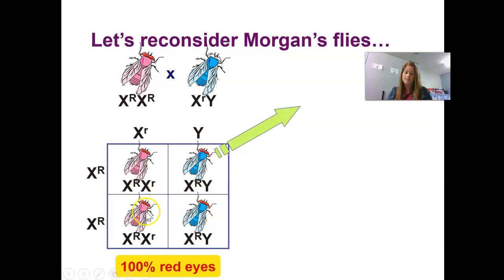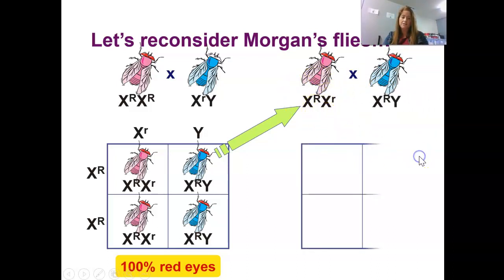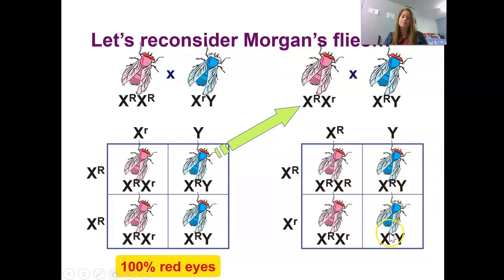If we allow these guys here to mate with each other, then we would have this scenario. So now we have females that are carrying the white-eyed gene, and males that are red. And so if we fill that Punnett square in, you can see here that this would be a homozygous red-eyed fruit fly. This would be a red-eyed male. This would be a heterozygous red-eyed female, and then we would end up with a small chance of having a white-eyed male. And the key here is that he's really inheriting the white eyes from the mother, from the X chromosome from the mom.